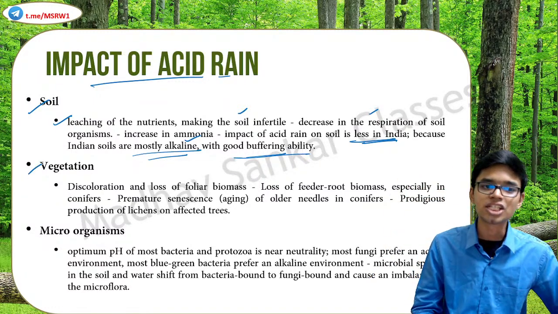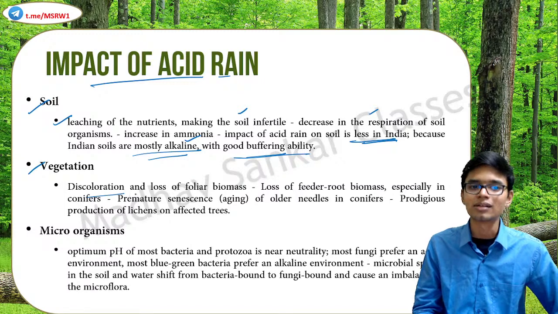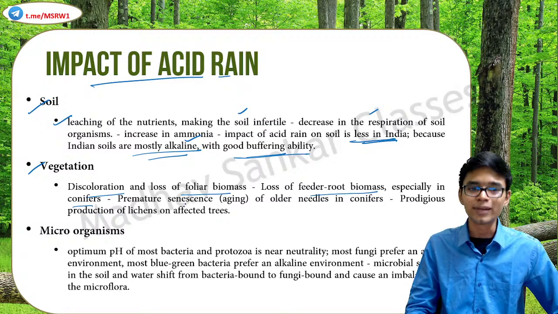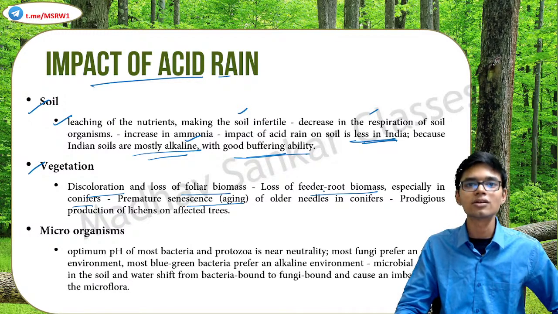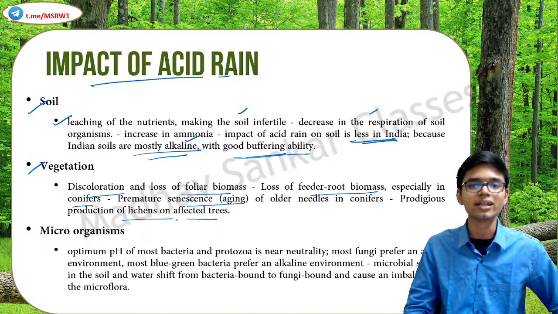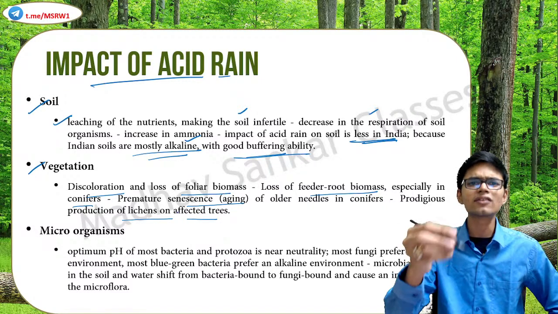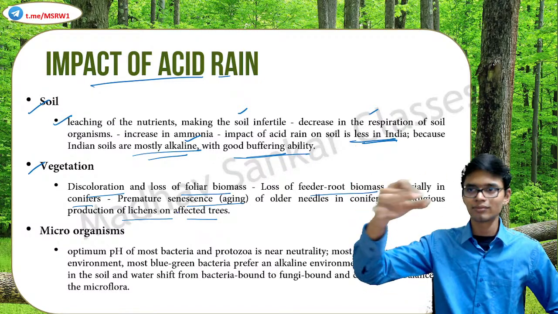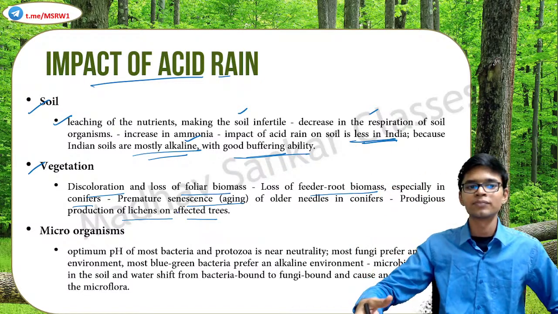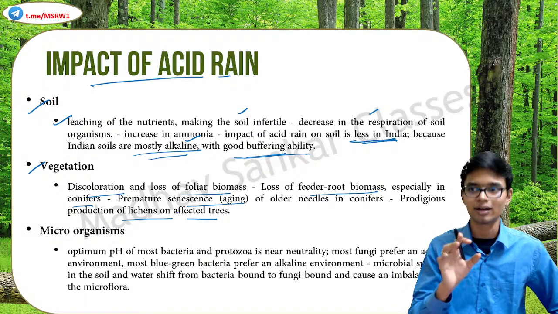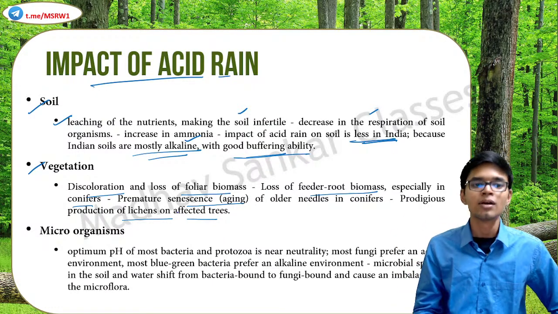Now for vegetation, what happens? Discoloration happens. Loss of foliar biomass happens. Loss of feeder root biomass, especially in conifers. Premature aging of needles of conifers. Prodigious production of lichens on affected areas. I told you, lichens are one of the best markers. So the affected areas will have a lot of lichens. You can see it yourself. So these kinds of changes will be happening on the vegetation as a result of acid rain.